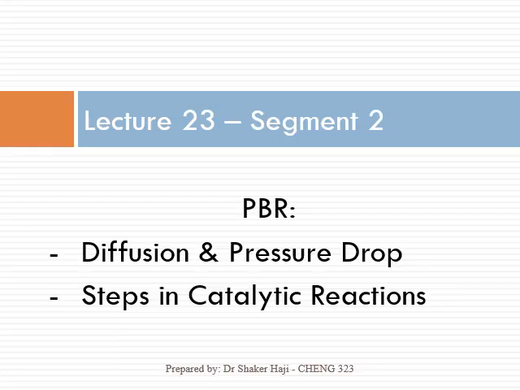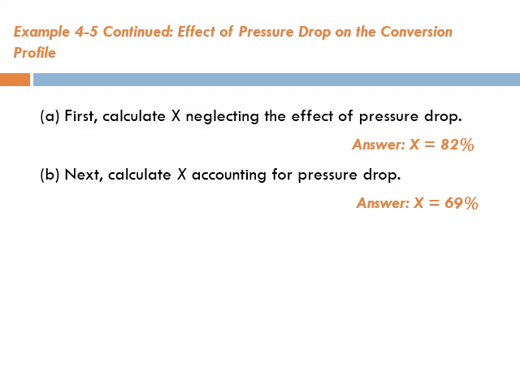Let's continue lecture 23. Let's recall example 4.5, the effective pressure drop on the conversion profile.